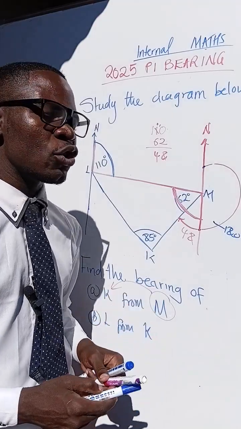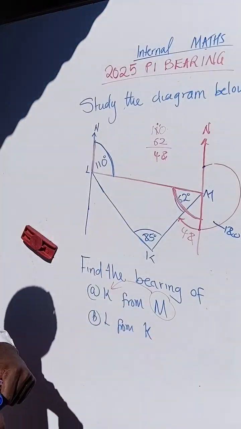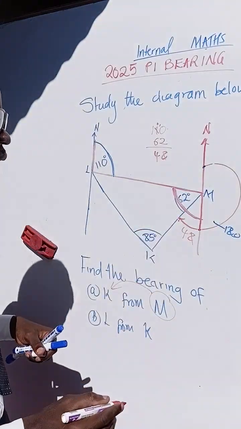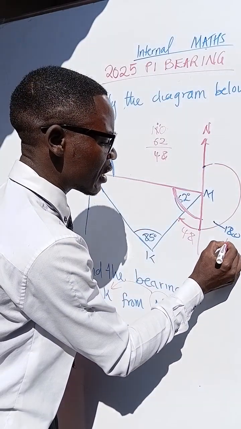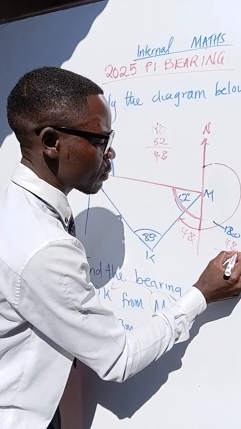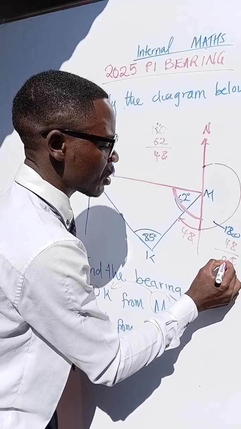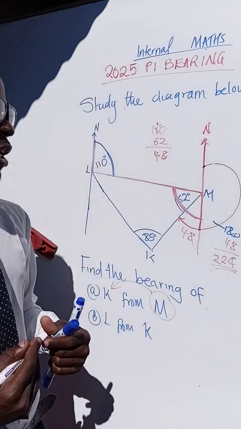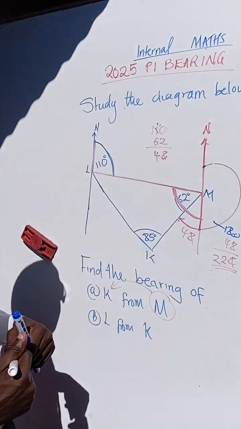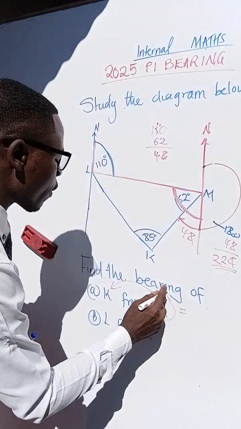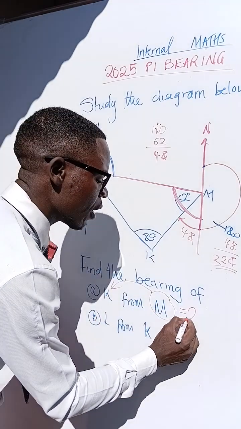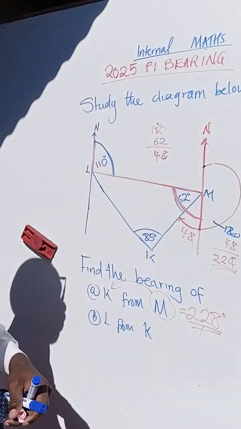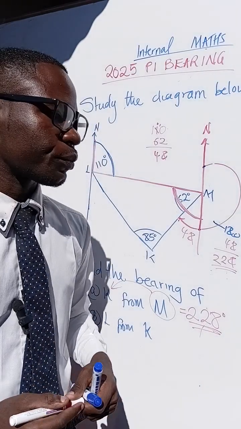So since we've known the unknown value, we are going to add 180 plus the unknown value, which is 180 plus 48. 0 plus 8 is 8. 8 plus 0, this plus this is 2. So the answer gives us 228. So the bearing of K from M is 228 degrees. That is the way you answer the question.